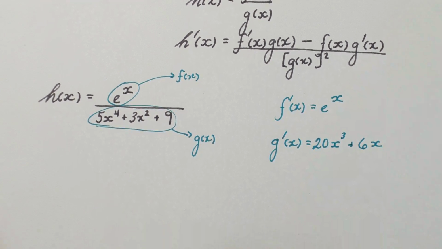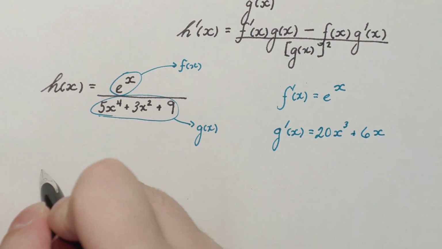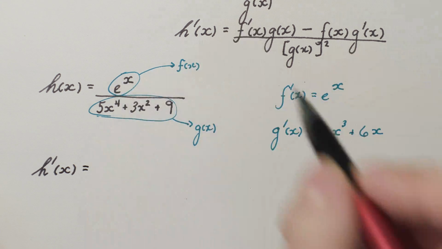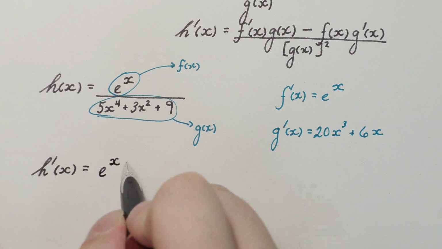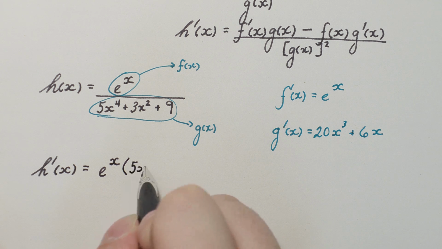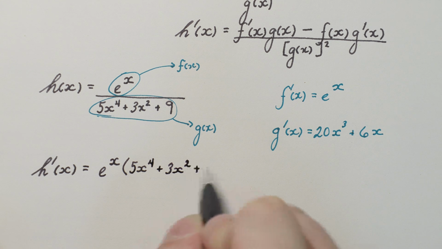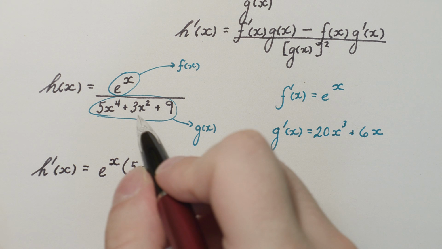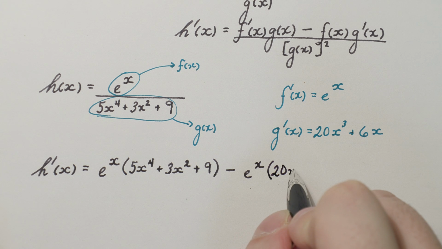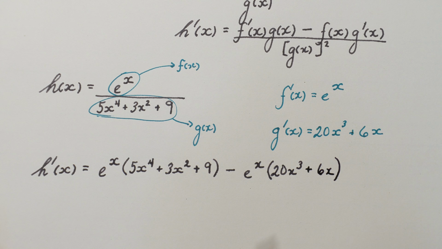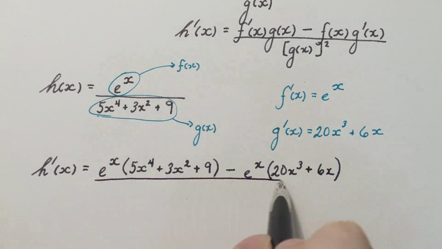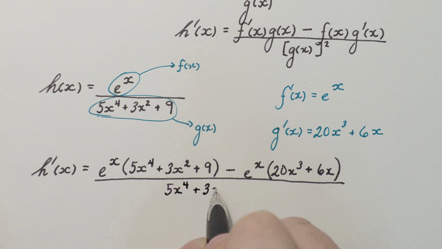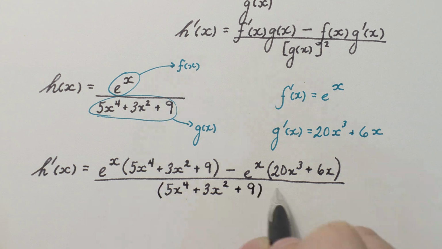Okay, so now that we figured that out, I just have to apply this rule now. So the derivative of that, okay, so it's the derivative of the top function, so I know it's e to the x, times the bottom function unchanged, minus, so there's the minus, f of x, so again that's just e to the x, multiplied by the derivative of the bottom, so there's my derivative, I'll just copy that out, which was 20x cubed plus 6x. And then don't forget to divide by the bottom function squared.